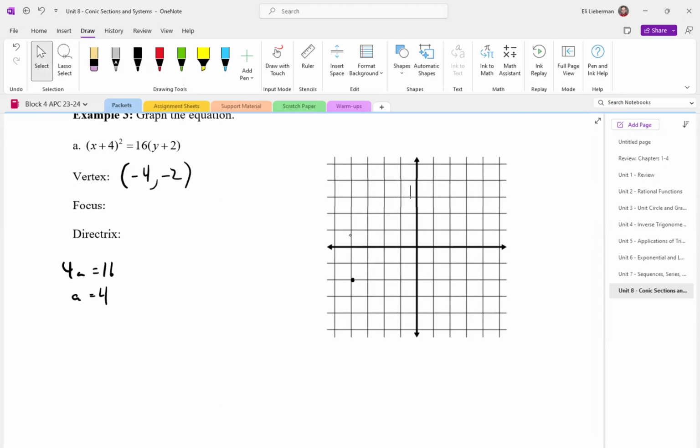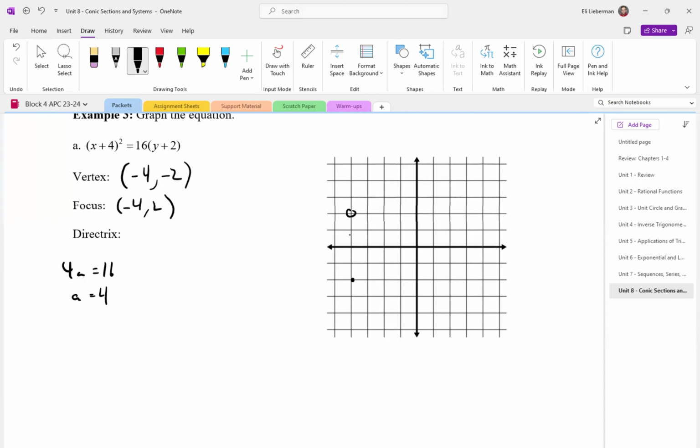Is it -4 and 4? -4 comma. Let's see. We have our vertex. The distance from the vertex to the focus is 4. The -4 comma 2. Is that clear that the focus there is -4, 2?